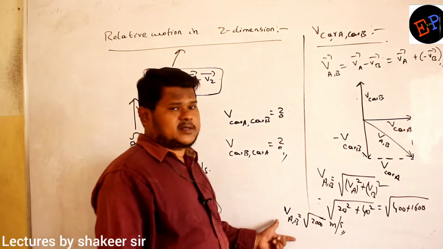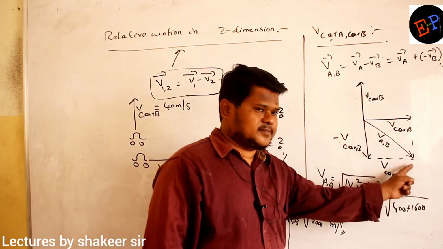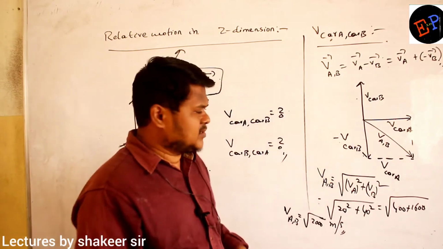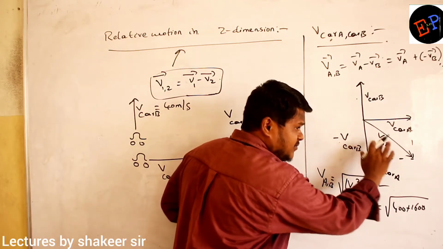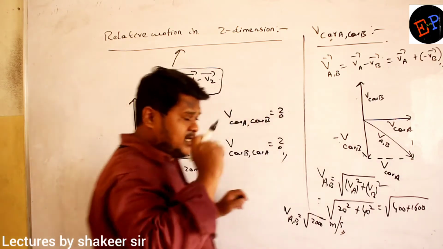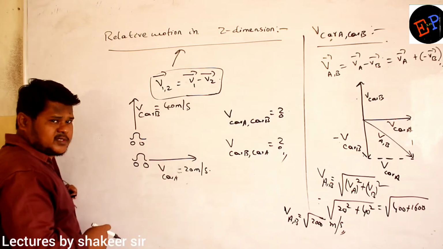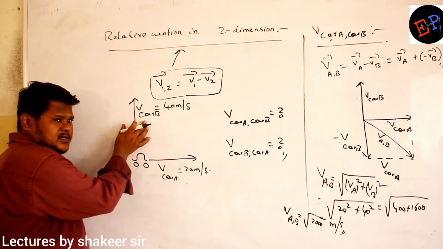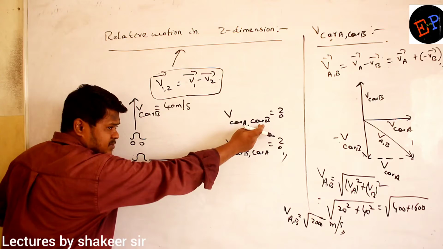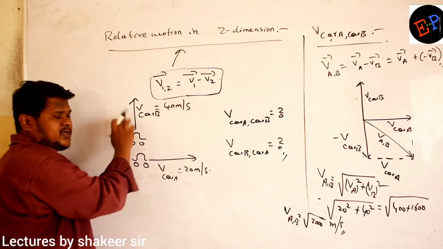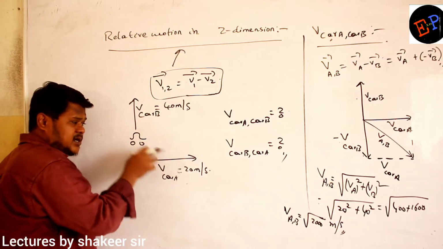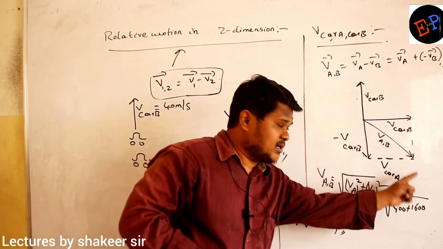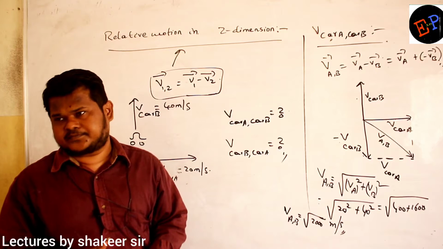Magnitude wise, this is the magnitude. Direction, this is the direction. So what is meant by this direction? This is the velocity of car A with respect to car B. It means the observer is present in car B. This is the second subscript. So the observer is present in car B and is observing car A. Then to this person, this car appears to be traveling in this direction. That is the meaning of it.